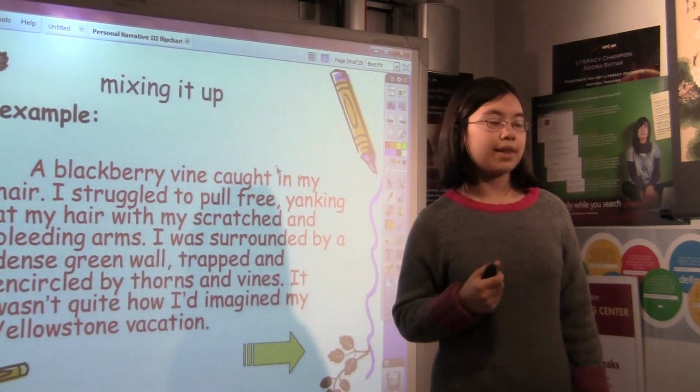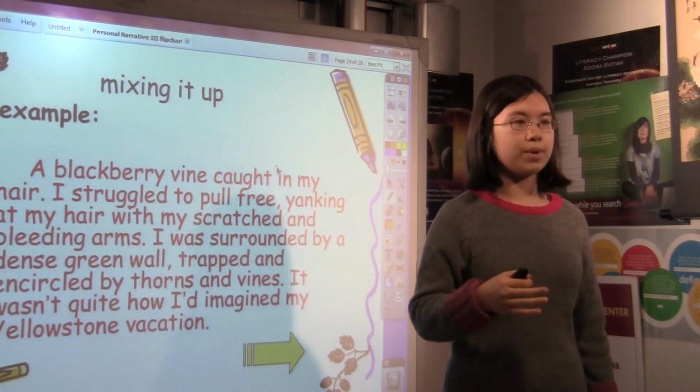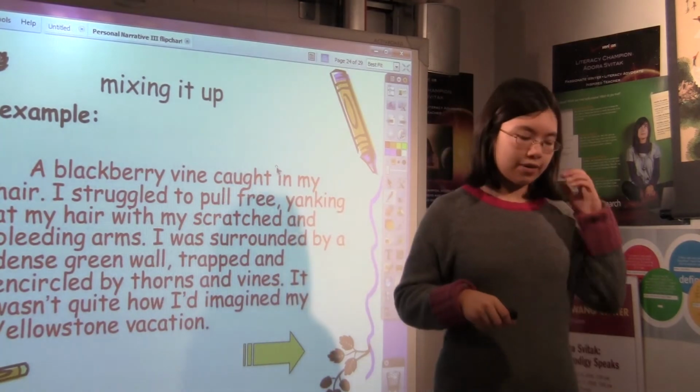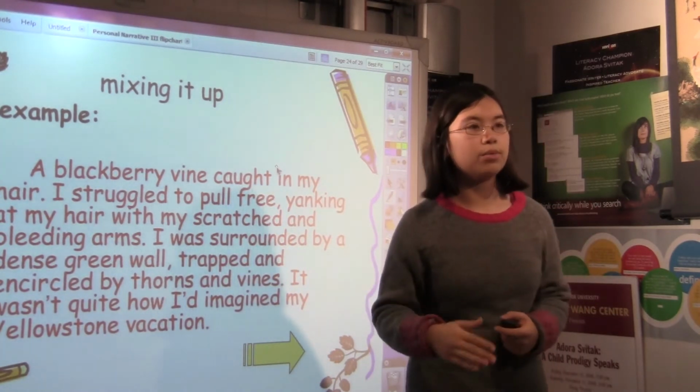So for instance, for the Yellowstone example, we saw what it would look like if I started at the chronological beginning: when I was 10, we went to Yellowstone, etc. But this is what it might look like if I began with the most exciting point on my list, when I got lost in the woods.